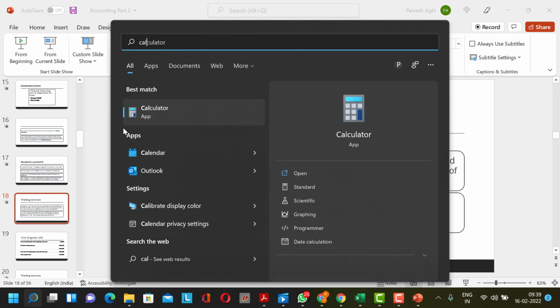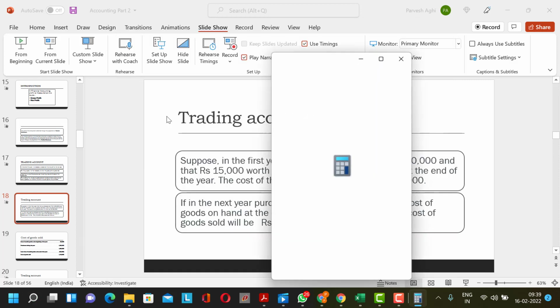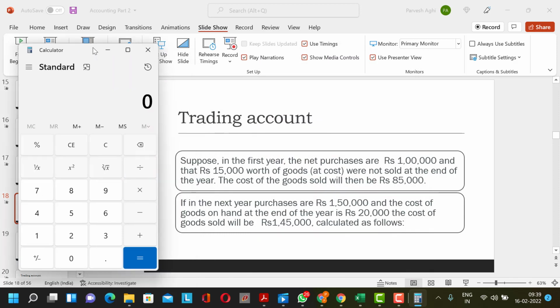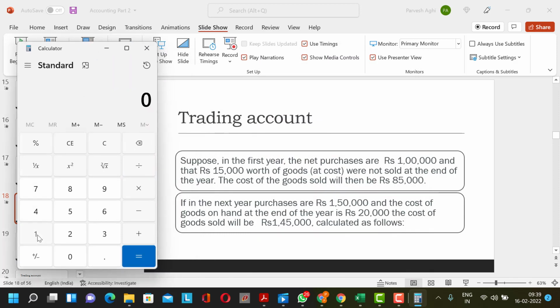So I'm just opening up the calculator also for you. So you had 15,000 with you. Are you able to see the calculator? Yes. So this was the opening stock which you were having, and you bought another 1,50,000, the fresh purchases you made in the next year. And now you are left with another 20,000. The 20,000 is still with you. At the end of the year, 20,000 remains with you.